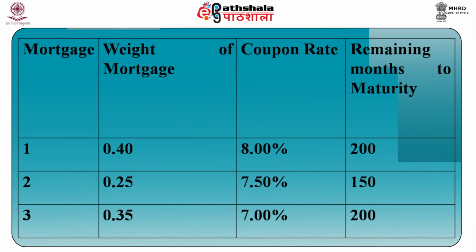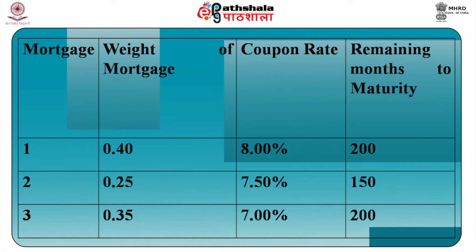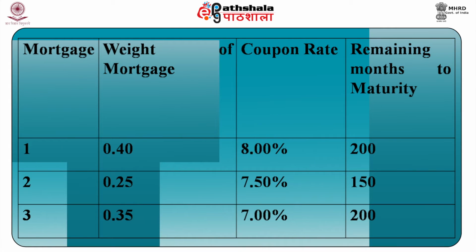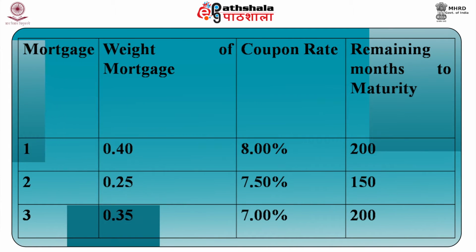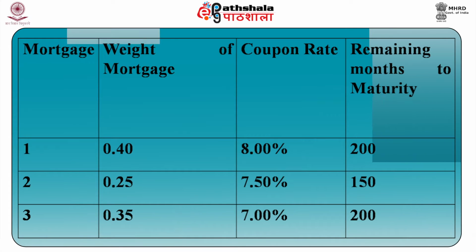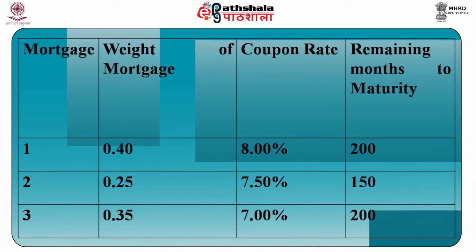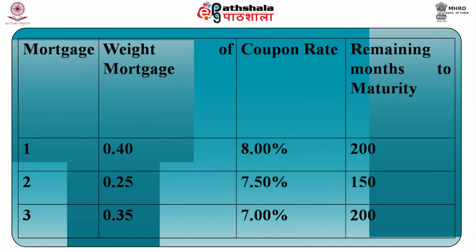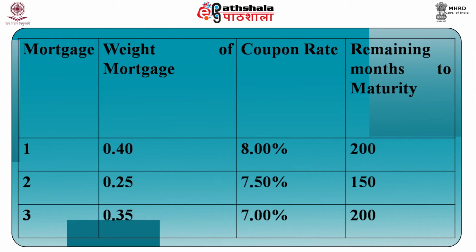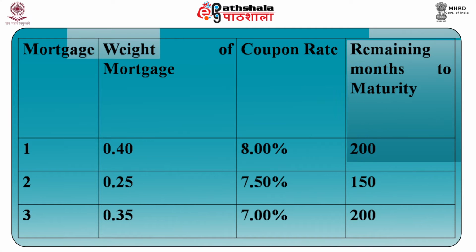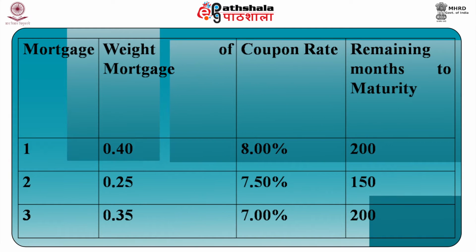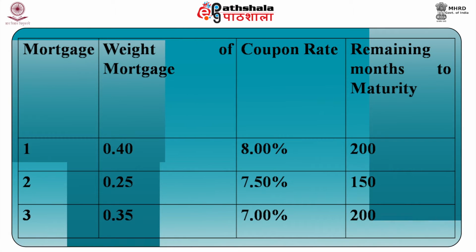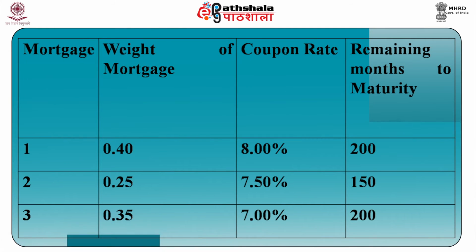Example: if a pool of mortgages contains 3 mortgages with the following characteristics. Let's see a table. Mortgage 1, weight 0.40, with a coupon rate of 8%. The second mortgage, with a weight of 0.25, has a coupon rate of 7.50%. The third, with a weight of 0.35, has a coupon rate of 7%.